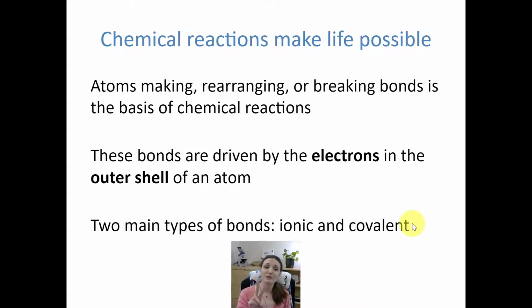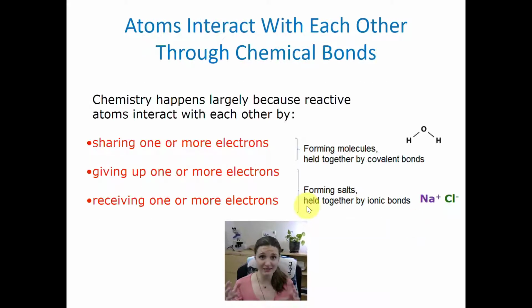But we're going to cover here two main types of bonds, ionic and covalent bonds. The electrons of atoms can interact in a couple different ways. They can either be transferred from one atom to another. One atom can give up its electrons and another atom accepts those electrons. Or they can share electrons. Electrons can spend time around both atoms, okay? And it's this either sharing or transfer of electrons, giving up or receiving of electrons, that's the basis of chemical bonds, okay?